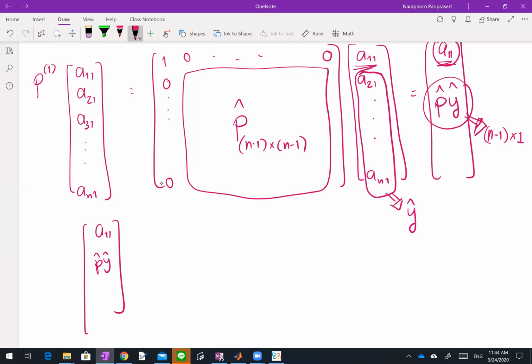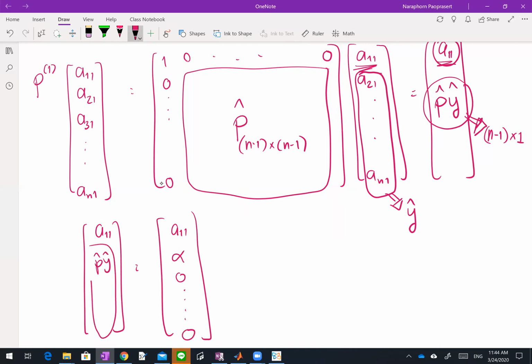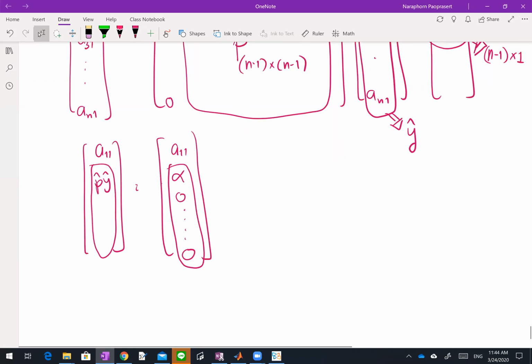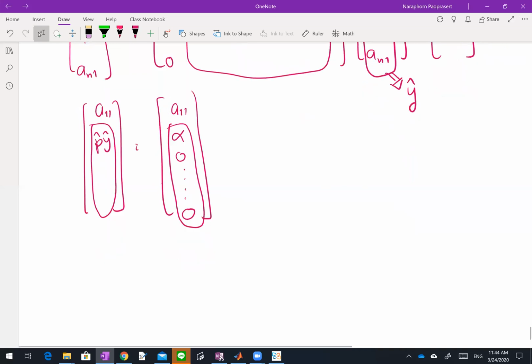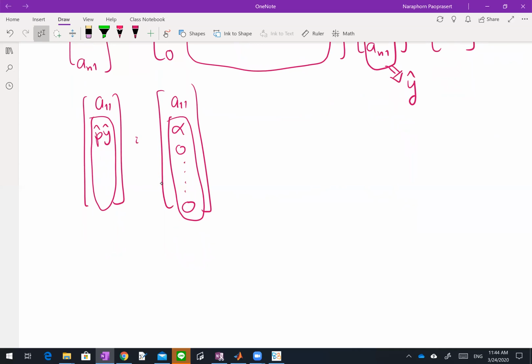For the multiplication of P hat y hat, the end result you just want is A11, any number alpha, and then the remaining have to be 0. So basically you want P hat y hat to be equal to alpha and then 0, 0, 0, 0. Alpha can be the resulting value after P hat times y hat, right? We don't know yet.